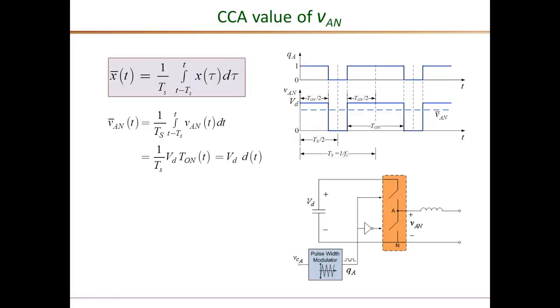So let's apply the definition of CCA to this VAN. It will be the integral of VAN over one complete switching period divided by Ts. We see that in any switching period, VAN has a value of VD for exactly T on seconds, and it is 0 for the rest of the period. Therefore the average is simply VD times T on over Ts, and we note that T on over Ts is the instantaneous duty ratio D of T. Therefore the cycle by cycle average value of the pole output voltage is simply the duty ratio D times the DC link voltage.